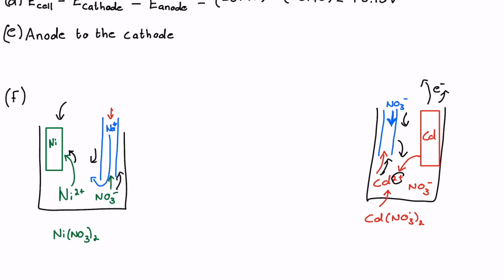The more important point is which species pushes into what solution, and at the cathode the positive species pushes in the sodium, and at the anode the negative species pushes in the NO3 minus. Alright, so that was question F. Alright, good.